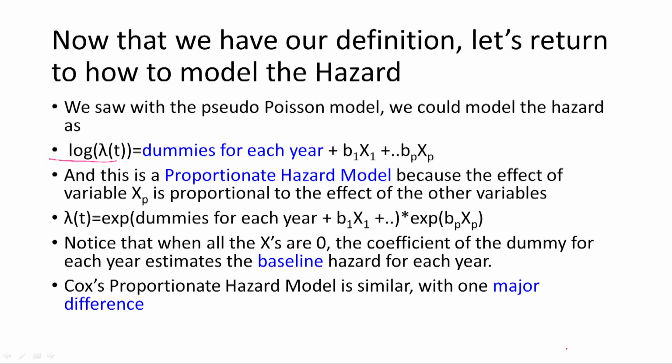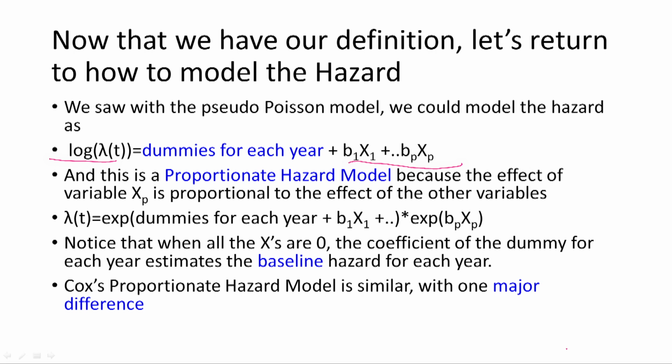of lambda of t, of the hazard at time t, is a dummy variable for each year, which captures a separate baseline hazard for each year, plus the sum of terms that are the predictors. So for each predictor, I have a coefficient. That's if I use the pseudo-Poisson model.